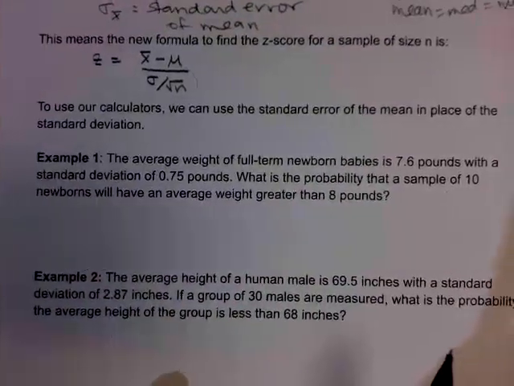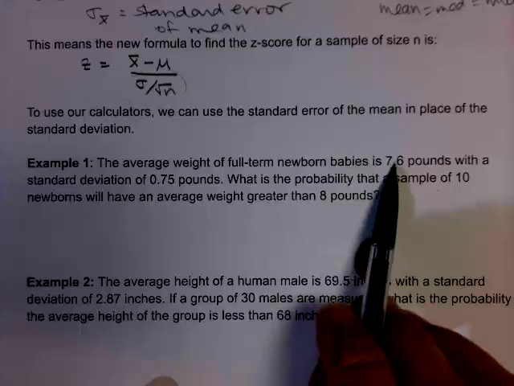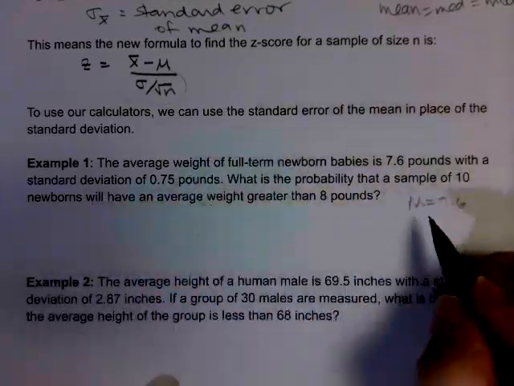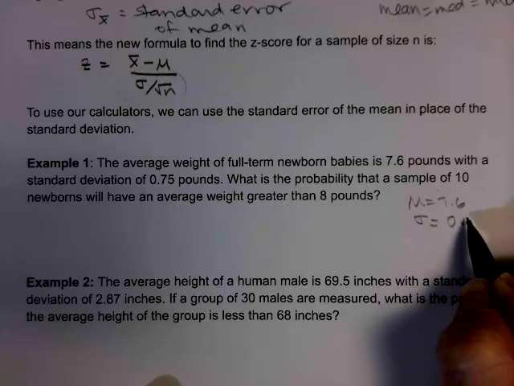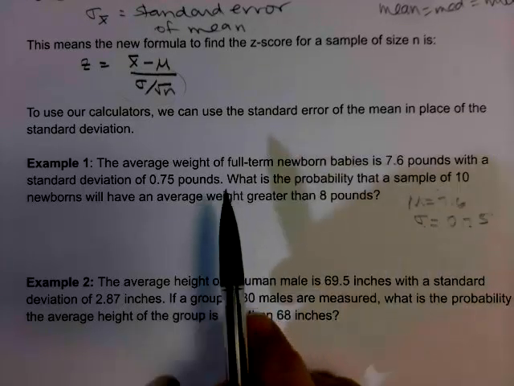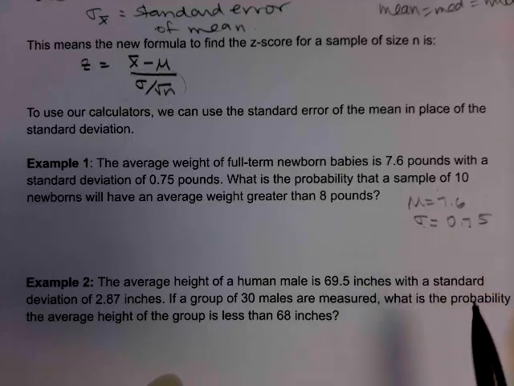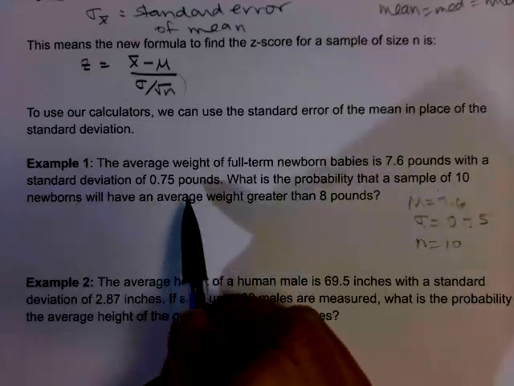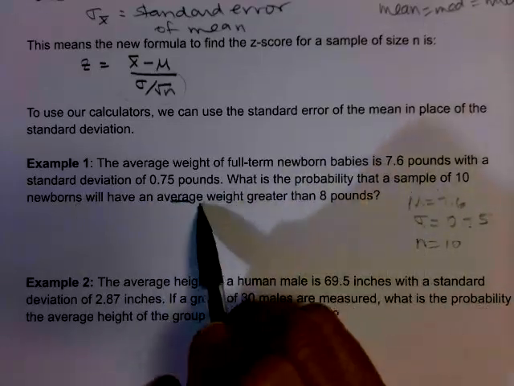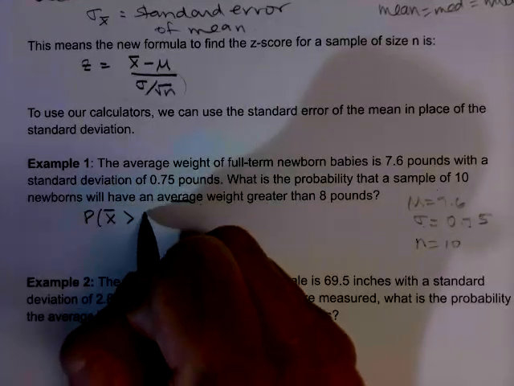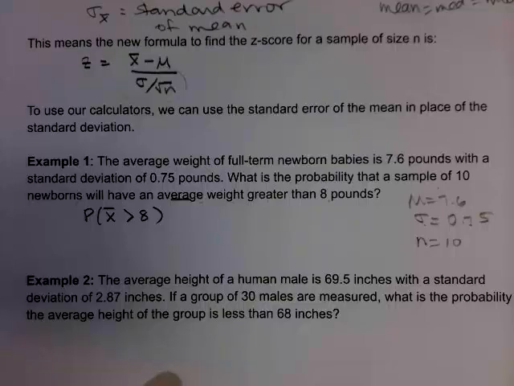Okay, so first example: the average weight of full-term newborn babies is 7.6 pounds. Mu is 7.6, and the standard deviation, which is still of the population, so sigma, is 0.75. What is the probability that a sample of 10, what letter is 10 going to go with? Yep, n is 10, that's our sample size. We'll have an average weight, so we're talking about the average. What's the probability that x bar is greater than 8?